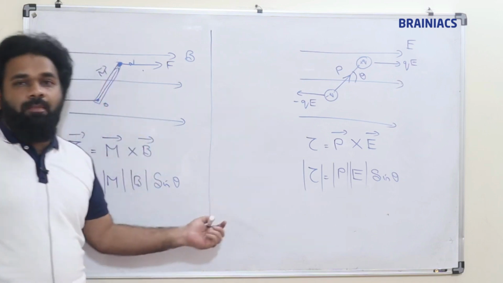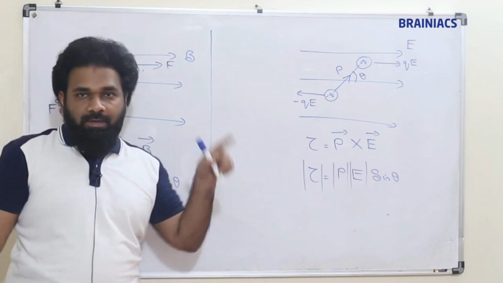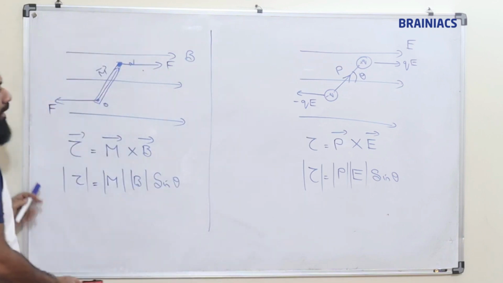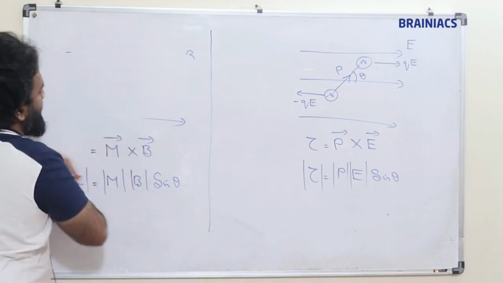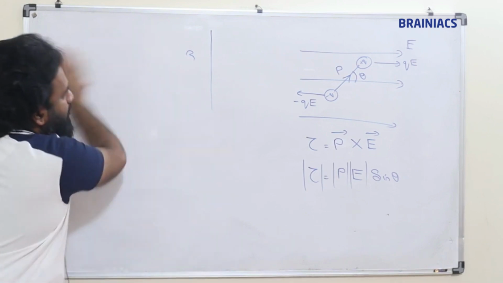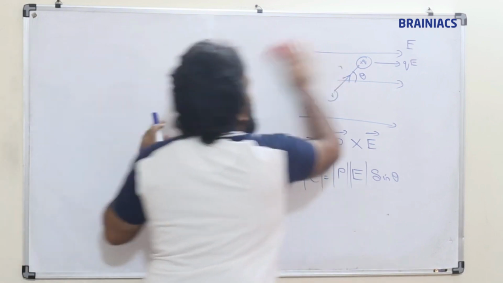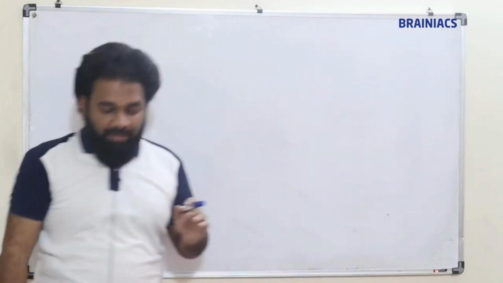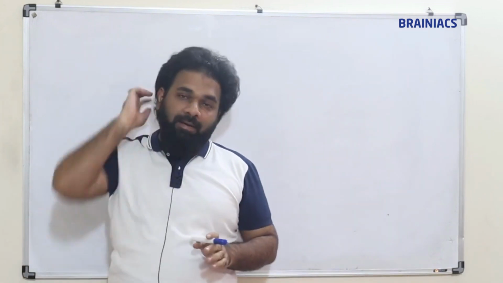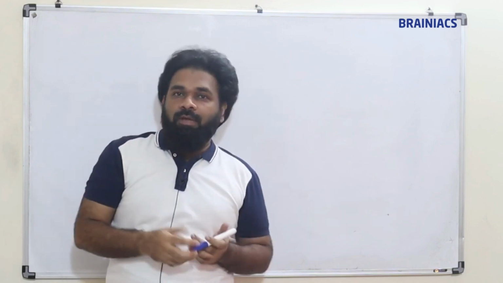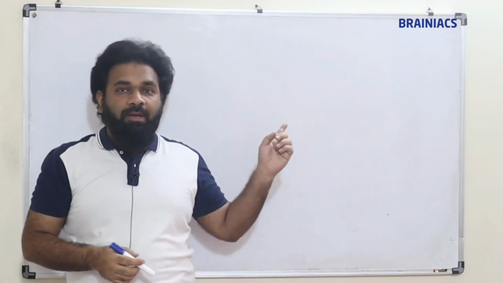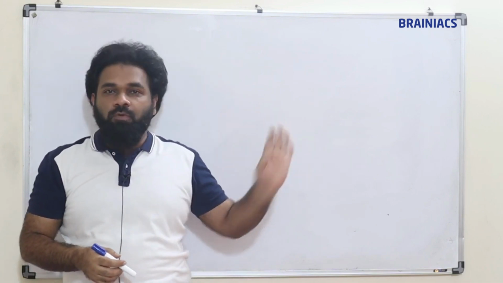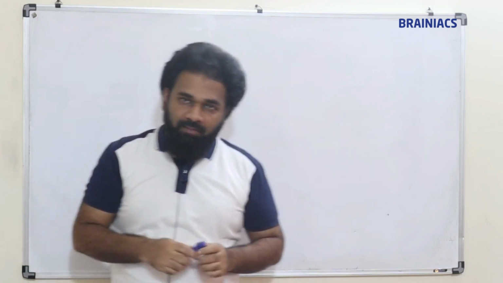Now with this we will be able to find the work done in rotating the dipole and the potential energy stored, all these things we will see. Now if it is a uniform electric field, the force will be cancelled out. We can say net force is equal to 0, but torque is not equal to 0, even if it is a uniform electric field and uniform magnetic field.